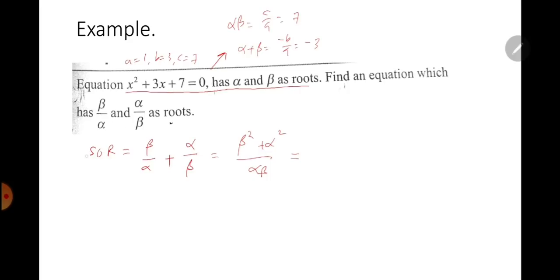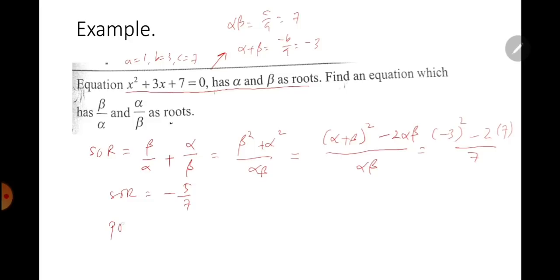So to get the new equation, you need to find the sum of roots first for the new roots. Your sum of roots will be beta squared plus alpha squared over alpha beta. So beta squared plus alpha squared can be written as alpha plus beta squared minus 2 alpha beta, right? So over alpha beta. Alright, so alpha plus beta is negative 3, power 2, minus 2 alpha beta is 7, over alpha beta is over 7. So your sum of roots will be equal to negative 5 over 7.